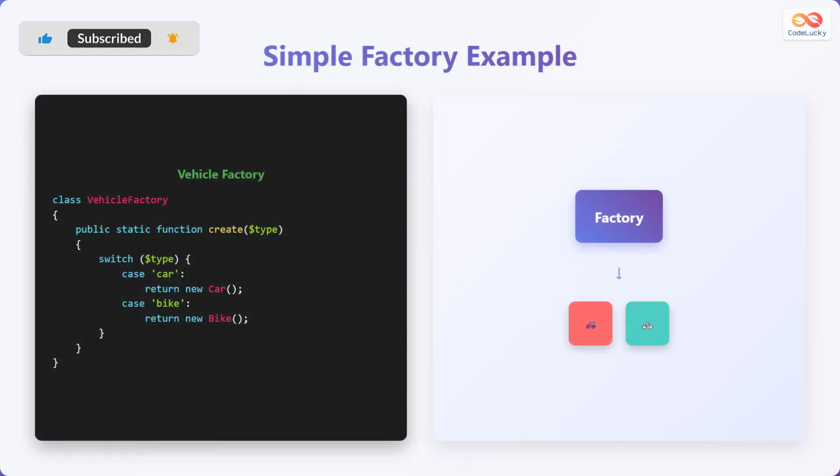Let's look at a simple example of the factory pattern in PHP. Here we have a class called VehicleFactory. It has a static method called create, which takes a type as an argument. Inside this method, a switch statement checks the type. If the type is car, it returns a new car object. If the type is bike, it returns a new bike object. On the right, the factory visual shows how the factory produces a car or a bike depending on the input.